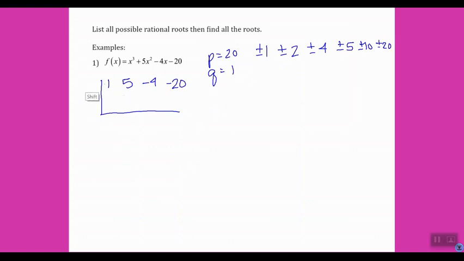So let's start with positive 1. Bring down the 1. 1 times 1 is 1. 5 and 1 is 6. 1 times 6 is 6. Negative 4 and 6 is positive 2. 2 times 1 is 2. That does not make 0, so that does not work.